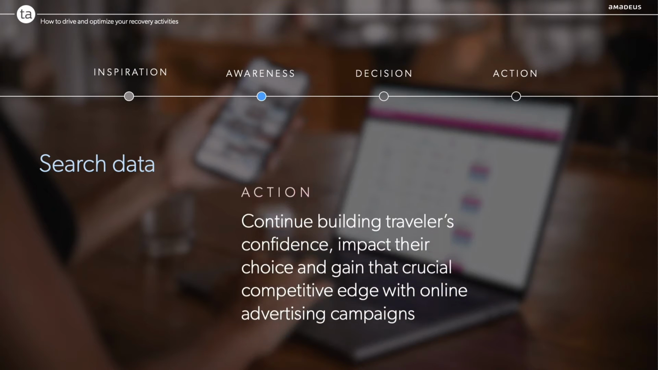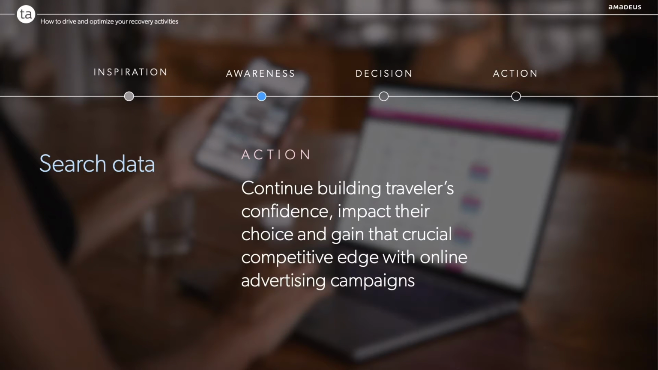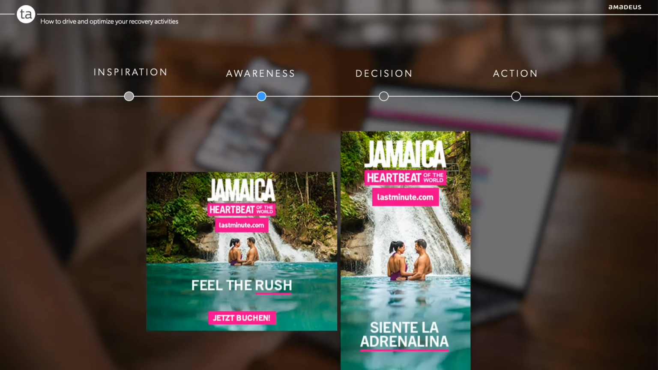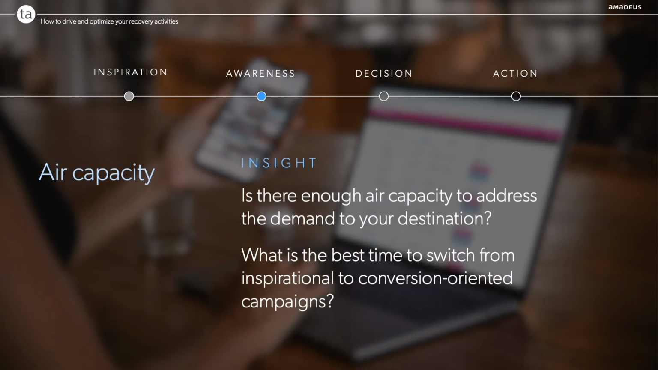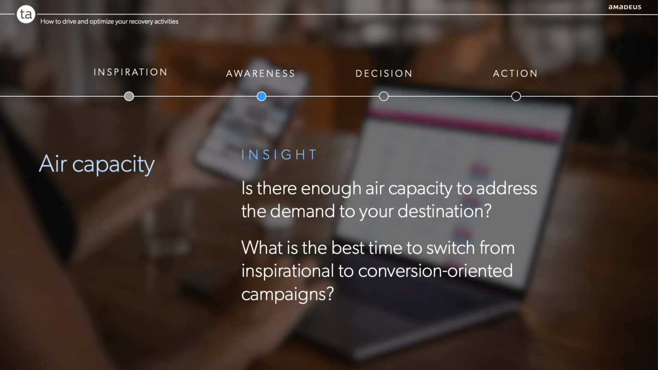At this stage, you can continue building travelers' confidence, impact their choice, and eventually beat your competitors using online advertising campaigns. Here we can see a lovely example of a performance campaign done by Jamaica. And in this case, we actually partnered with one of our OTA partners, lastminute.com, in order to maximize the conversions. It's also important to look into air capacity data at this stage to understand if there is actually enough air capacity to address all that demand for your destination.